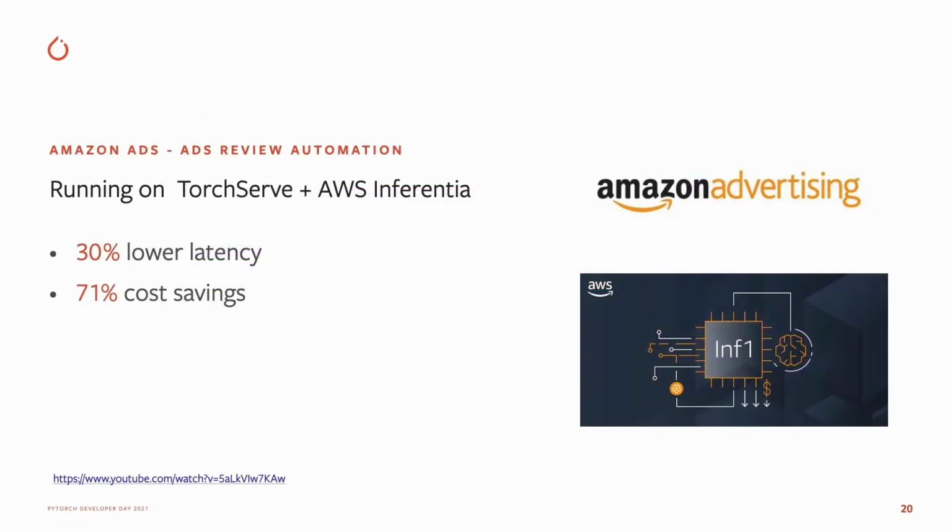Now let's look at some of the examples of how people are using TorchServe. Amazon Advertising is using PyTorch-powered NLP and computer vision models for their ads review process. They use a wide variety of models like content models to detect headlines, text, background, and objects, language models to validate syntax and grammar and flag inappropriate words. The predictions run on TorchServe, deployed on AWS Inferentia chips, and they were able to get 30% lower latency and 71% cost savings with this solution.